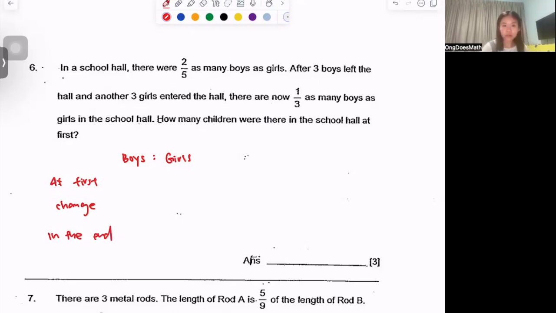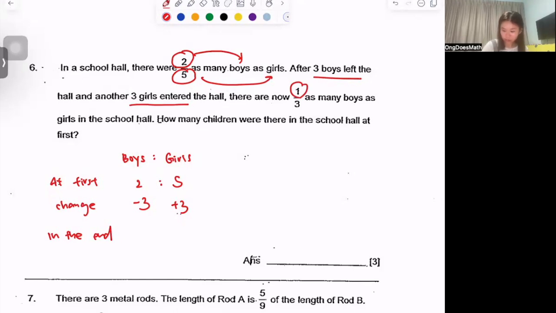Okay, so now let's look at the individual fractions. These 2 belong to boys, these 5 belong to girls. So at first, boys to girls is 2 is to 5. Then 3 boys left, so boys minus 3, and 3 girls entered, so girls plus 3. Now 1 belongs to boys, and these 3 belong to girls. So in the end, the ratio is 1 is to 3.